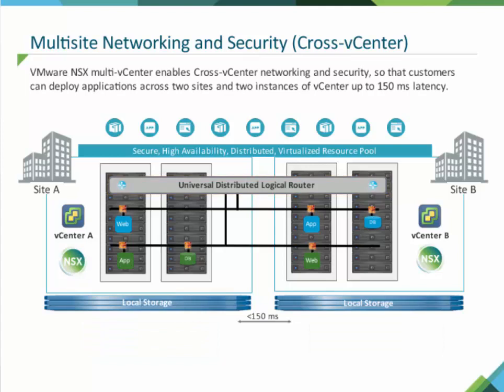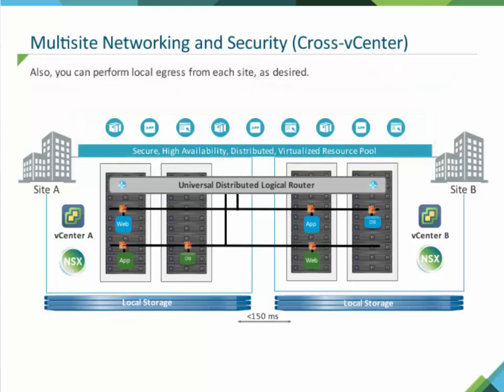VMware NSX Multi-vCenter enables cross vCenter networking and security so that customers can deploy applications across two sites and two instances of vCenter up to 150 milliseconds latency. Also, you can perform local egress from each site as desired. This is far superior than existing data center interconnect or DCI approaches that require dedicated circuits from service providers or expensive equipment and fiber.